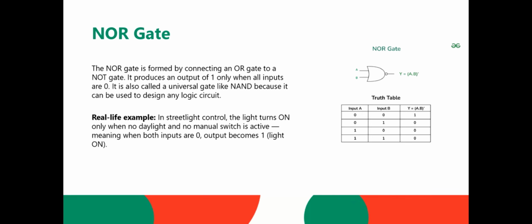NOR gate is formed by connecting an OR gate to a NOT gate. It produces an output of 1 only when all inputs are 0. See here in this truth table, 0 0 gives 1, 0 1 gives 0, 1 0 gives 0, 1 1 gives 0.